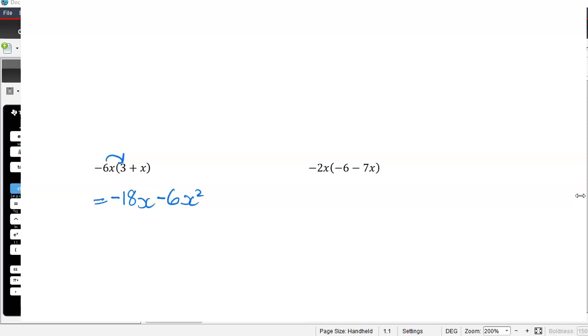Our next one, we have negative 2x times by negative 6, negative 2x times by negative 7. So negative 2x times by negative 6 is positive 12x. Negative 2x times by negative 7, so that's positive 14x squared.